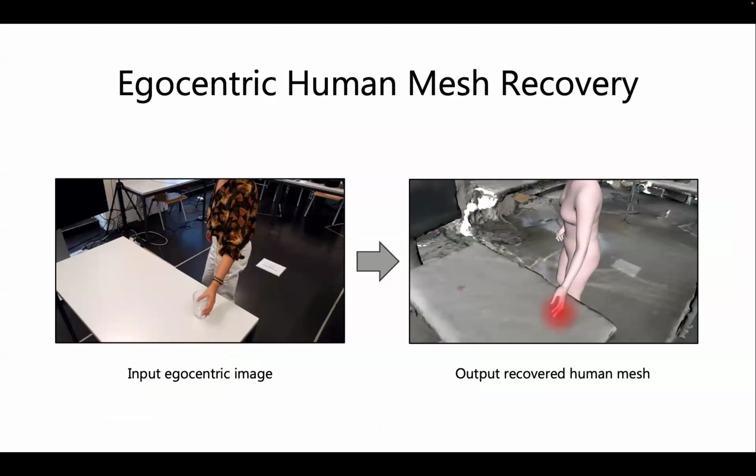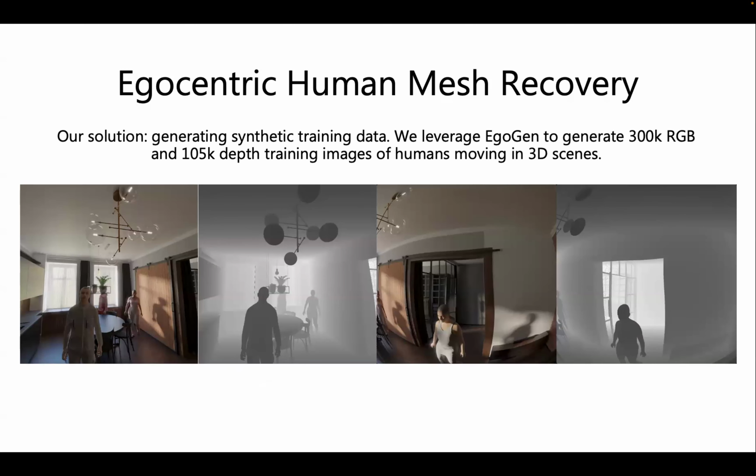The second application we showed is egocentric human mesh recovery. This is a computer vision task where you give an egocentric image and you want to reconstruct the human mesh from it. This is a challenging task because the cameras are embodied. It's very dynamic, with lots of movement and lots of truncations, and there is very limited data to train a model for such a task. What we did is, with EgoGen, generate synthetic training data.